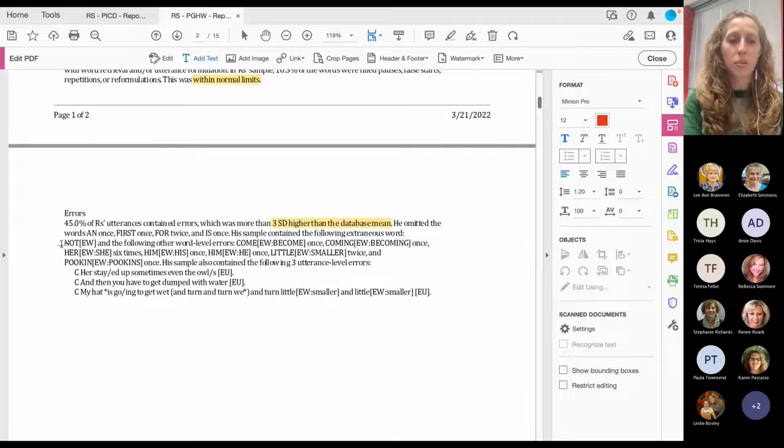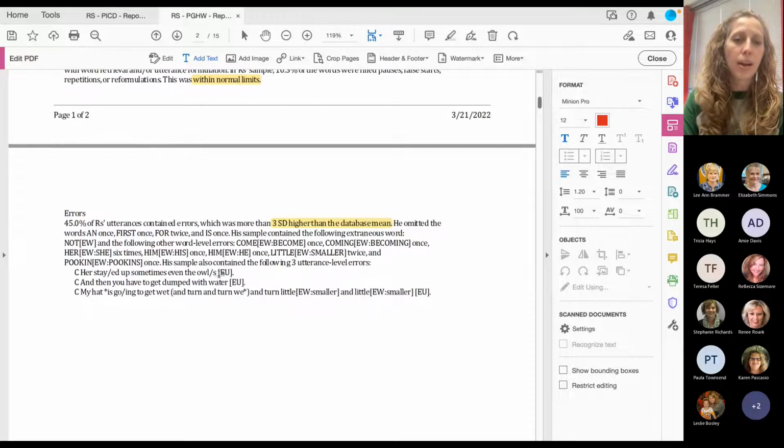And then I look through to see what the errors are. You can see he used come for become. He used coming for be. He's even dropping out some of those little syllables. And then he had some pronoun errors: her for him, or her for she, him for his, him for he. So it sounds like he's using objective pronouns where he should be using subjective pronouns.